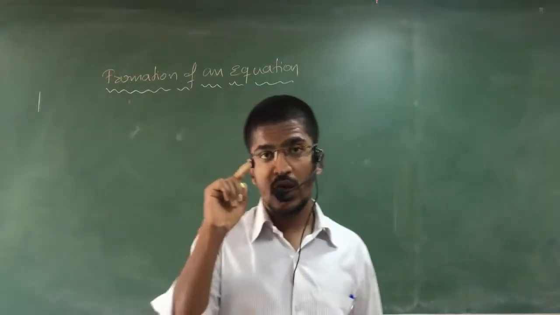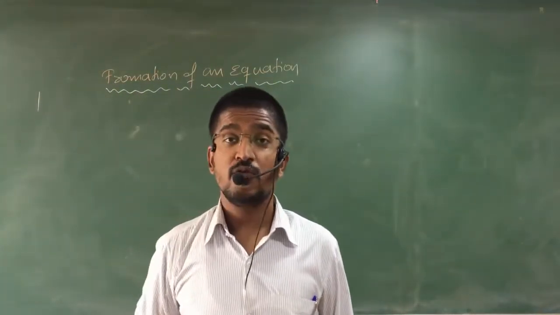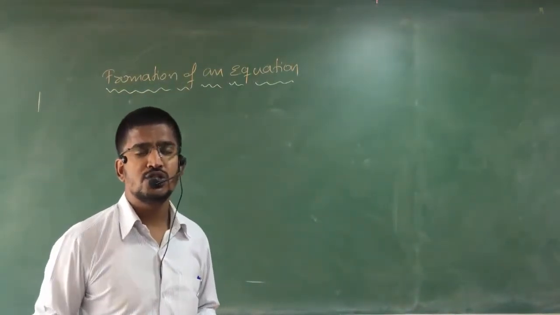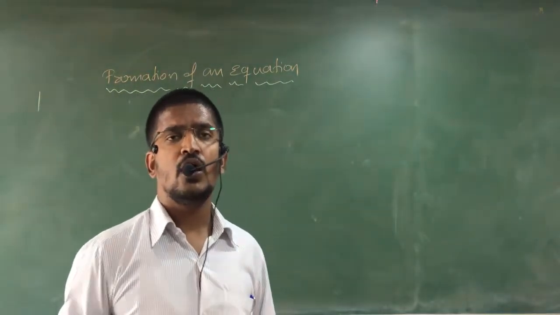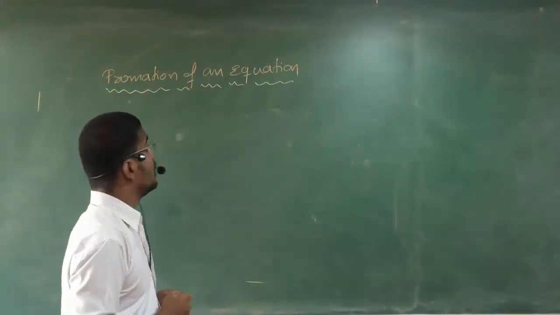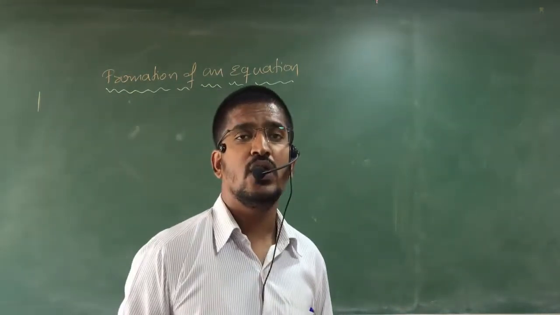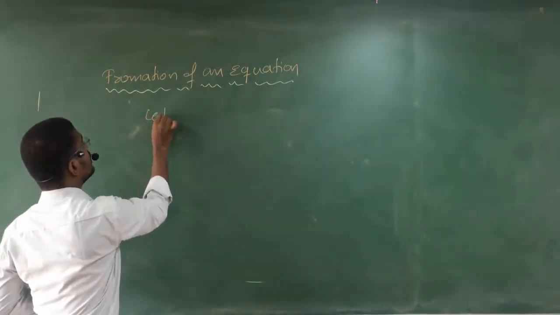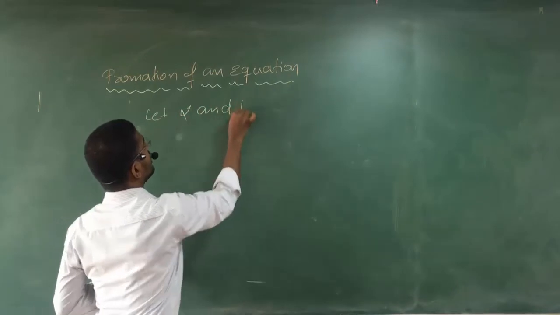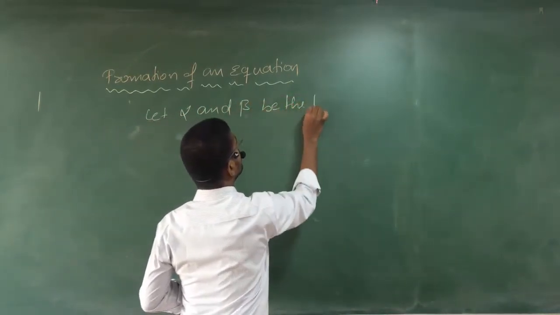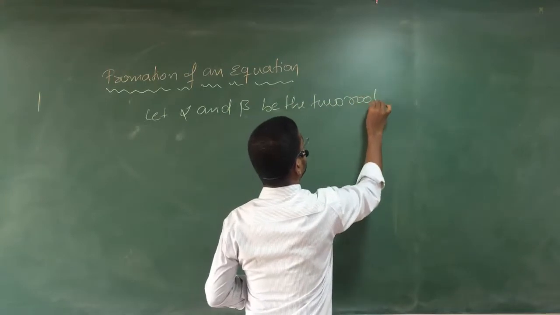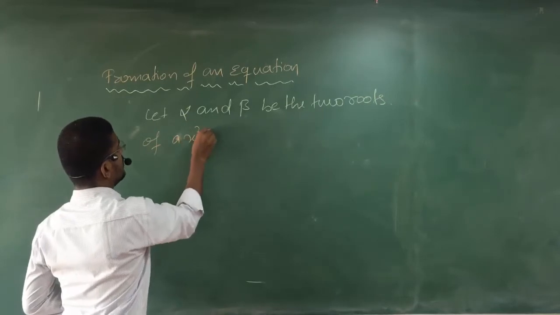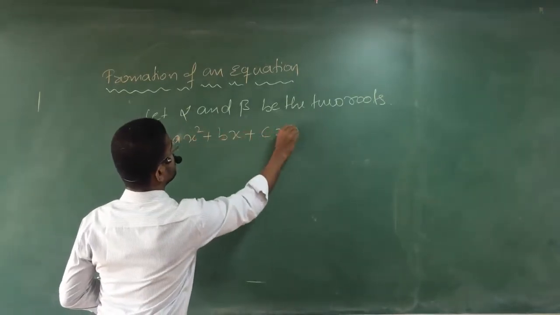Okay, students. Now let us study the formation of an algebraic equation. Whenever you know the roots of an algebraic equation, how do you form your algebraic equation with your roots? Clear? Okay. For that reason, let alpha and beta be the two roots of ax square plus bx plus c equal to 0.